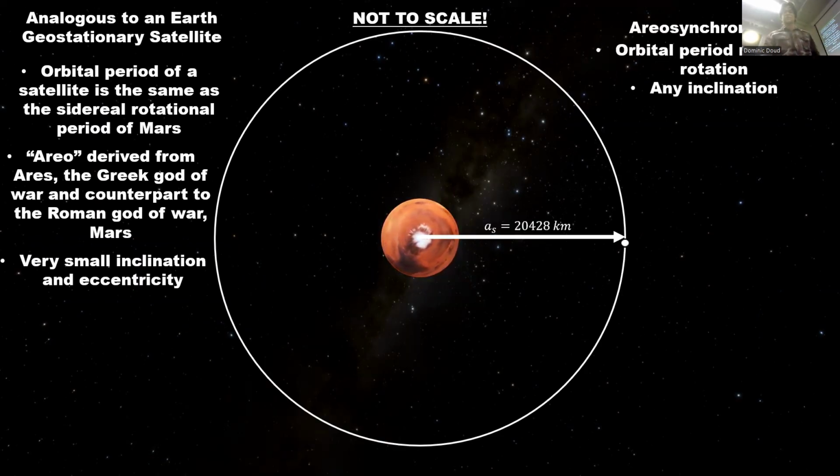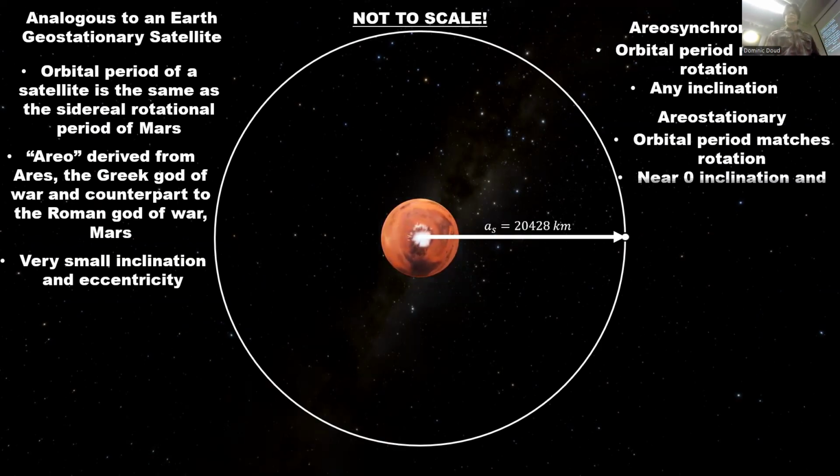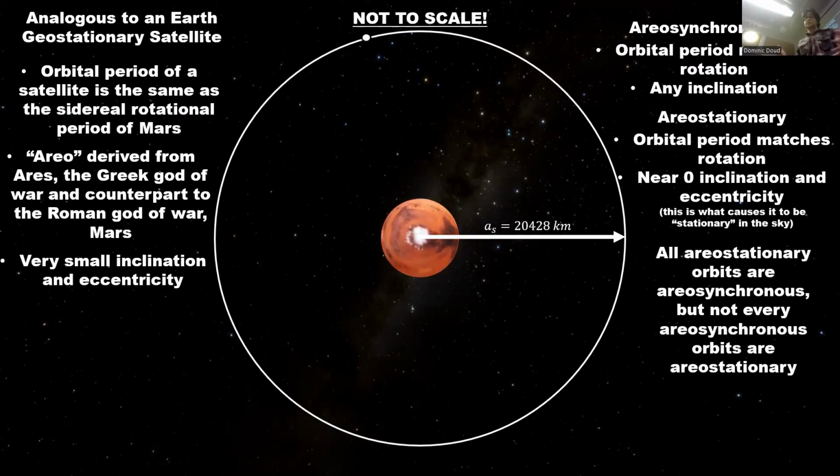What's an areosynchronous orbit? Again, like I said, the orbital period matches the rotation, but it's any inclination, just inclination. Areostationary is when you have that near zero inclination and eccentricity. So when you look up to the sky, that thing's not going to move, depending where it's at. And all areostationary orbits are areosynchronous, but not every areosynchronous orbit is areostationary.